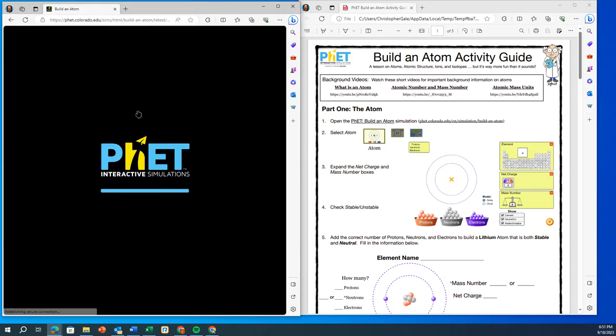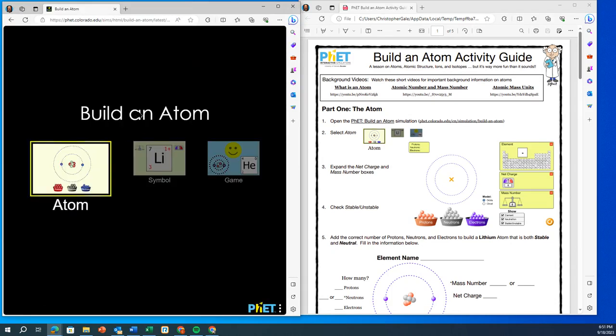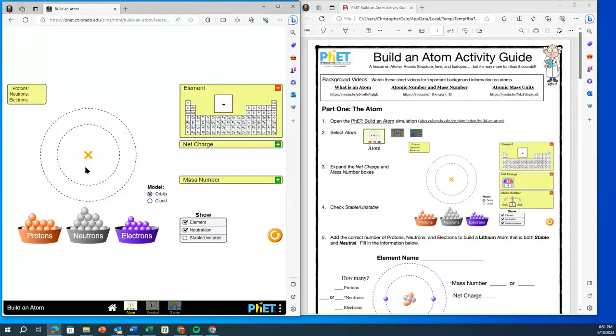So this is what you're going to need to do in order to fill this out. I will do a lot of it for you, but you're going to need to do it in order to get this to work. Okay, so we're going to select the build the atom. Here we are. So expand the net charges. So that means click on this. And then the mass numbers. And then it says click on the stable or unstable.